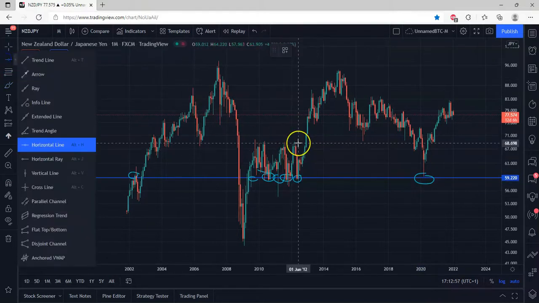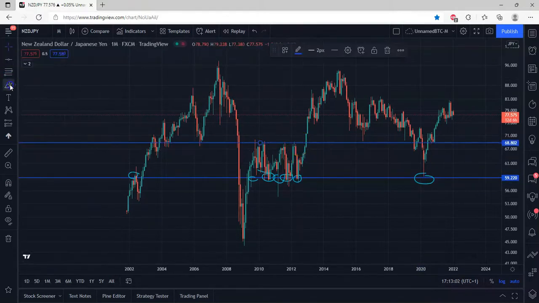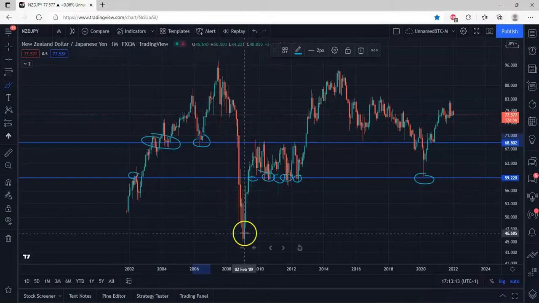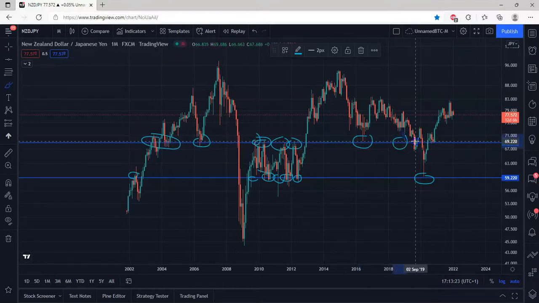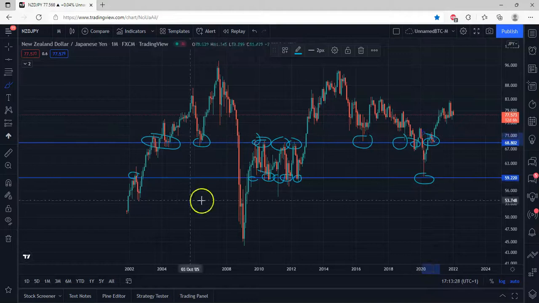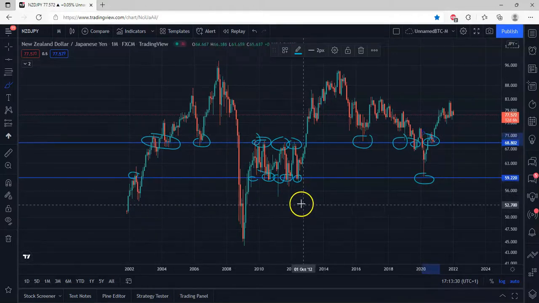And another support here is here. As you can see, price is struggling in this area, a bounce here, it broke, but it bounced here, several touches here, struggling, almost, price struggled here, and that's how you spot support and resistance.